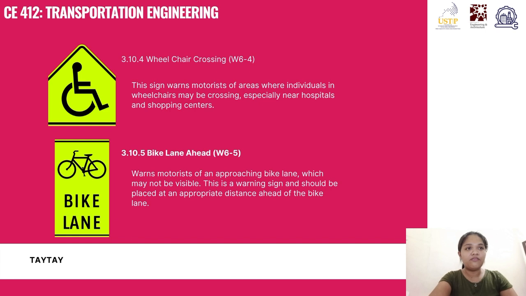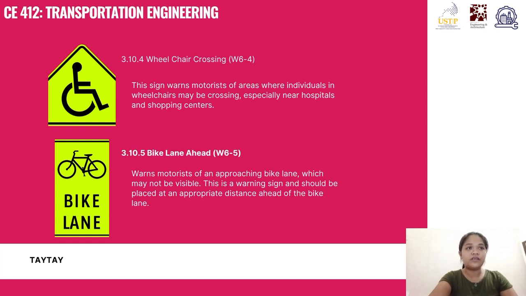And lastly, we have the bike lane ahead sign, the W6-5. This warns motorists that there is an upcoming bike lane which might not be immediately visible. This helps protect cyclists by alerting drivers early, especially in areas with curves or obstructions.